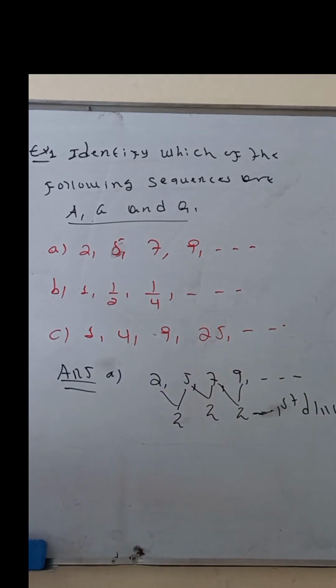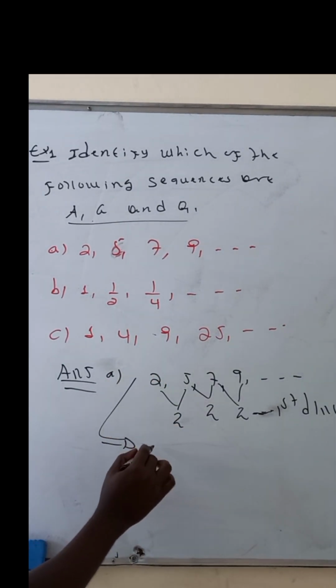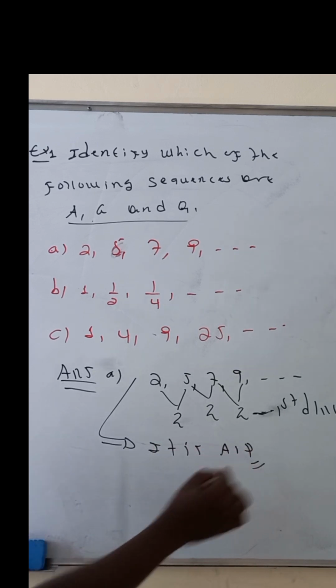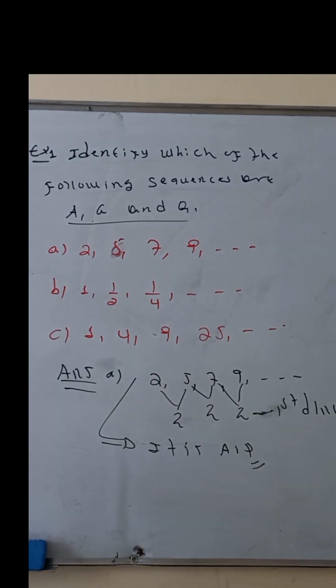So if the first difference between terms of this sequence is the same, we call this arithmetic. It is an arithmetic progression or arithmetic sequence, because the common difference between the terms is exactly the same.